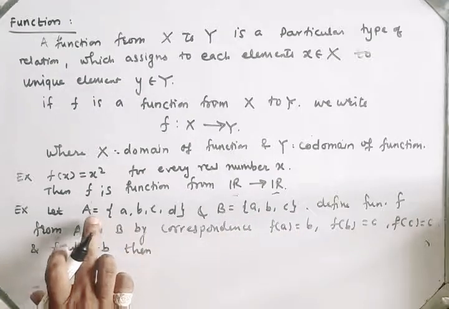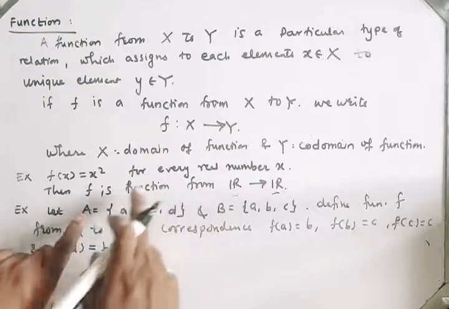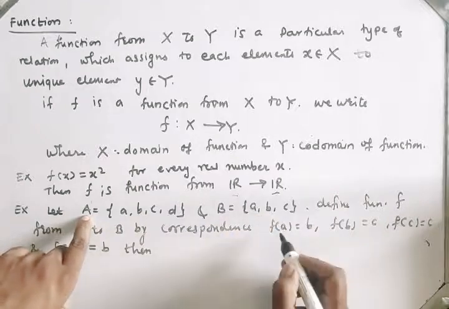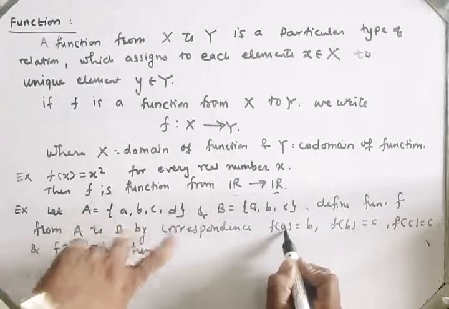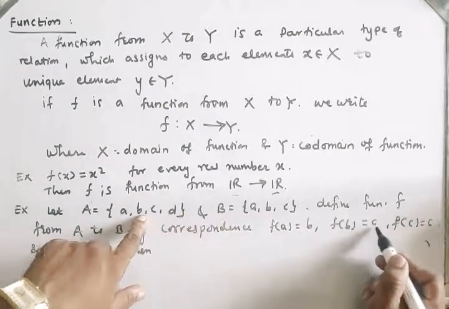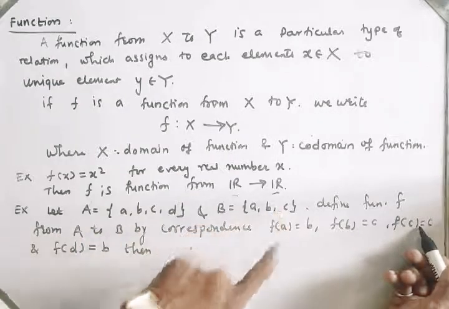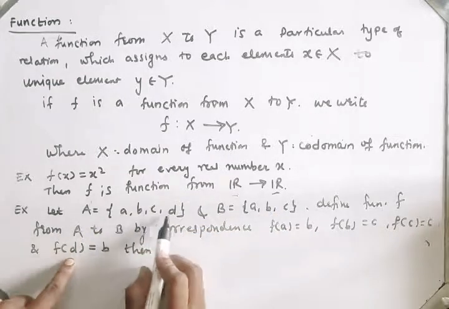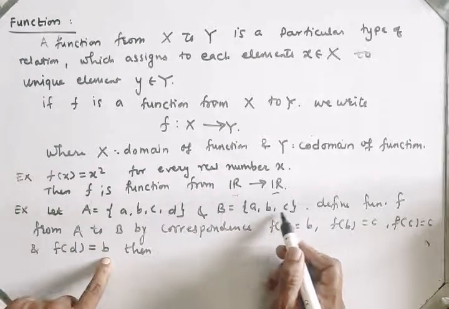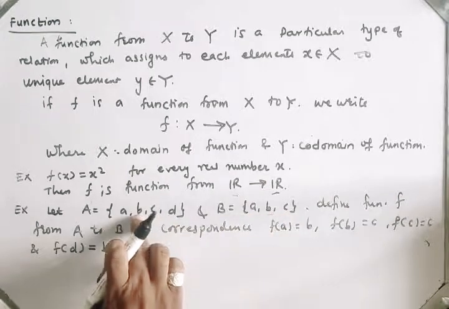So f from A to B is said to be a function, because every element from set A is assigned a unique element in set B. See here, for f of a there exists b, so f of a is equal to b. For element b there exists c. For element c there exists element c in B. For element d inside A there exists an element b inside capital B. So there exists a unique element inside B for every element inside A.